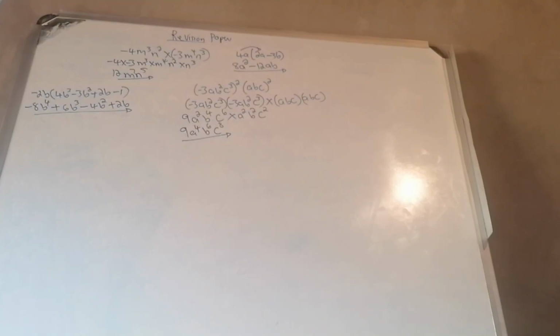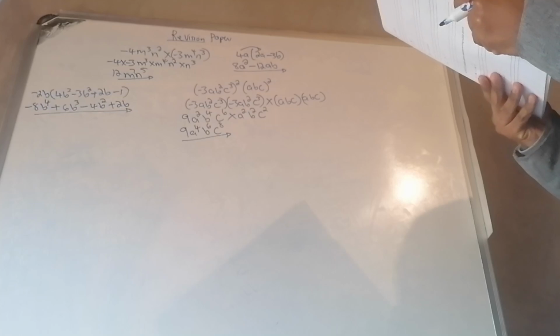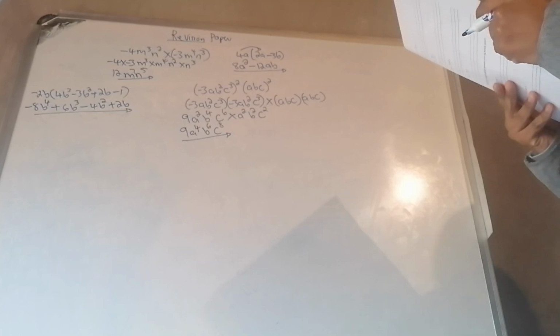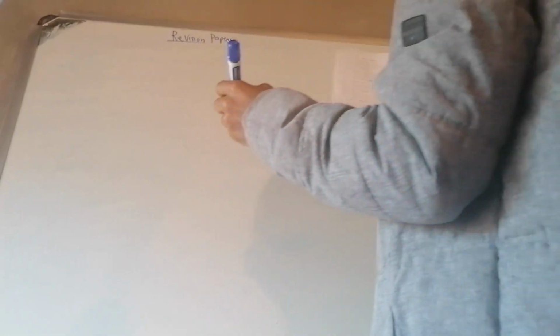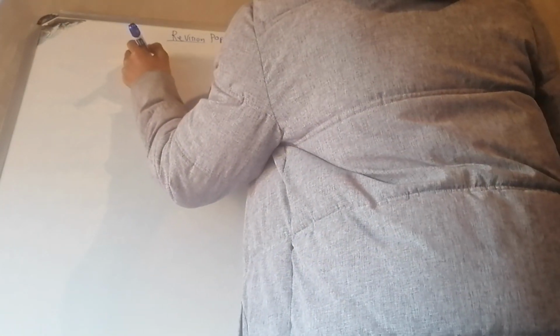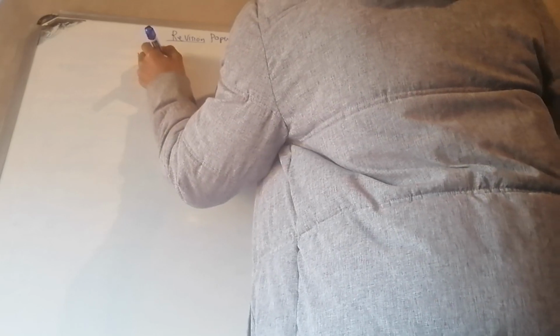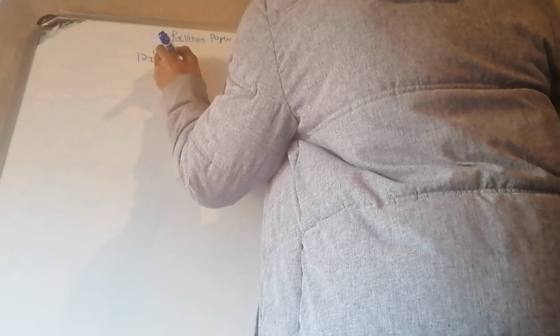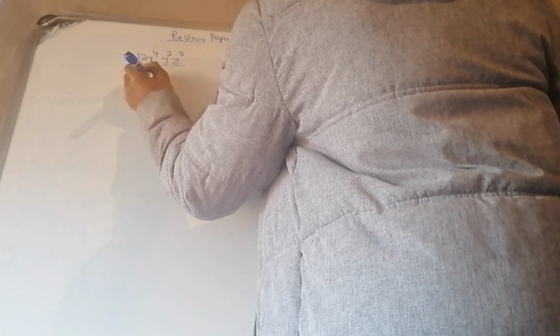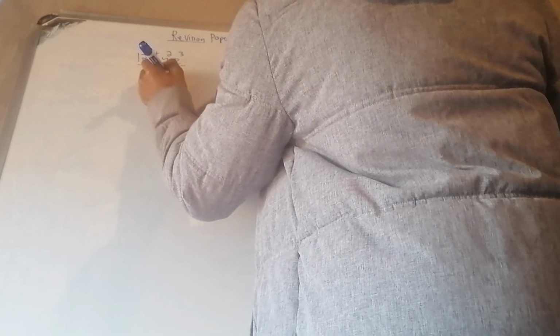Something that is worthy of noting. Right. Let us try to look at the division of algebraic expressions. Division of algebraic expressions. Let us simplify 12x4 y squared z cubed divided by 3xyz.